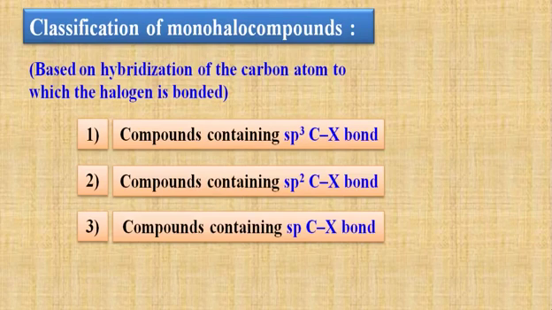S.K. Muswi. Today we will discuss the topic classification of mono-halo compounds. Based on hybridization of the carbon atom to which halogen is bonded, mono-halo compounds are of three types. One is compounds containing sp3 hybridized carbon-halogen bond. Another is compounds containing sp2 hybridized carbon-halogen bond, and the third class of compounds contains sp hybridized carbon-halogen bond.